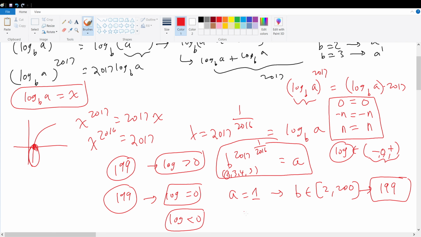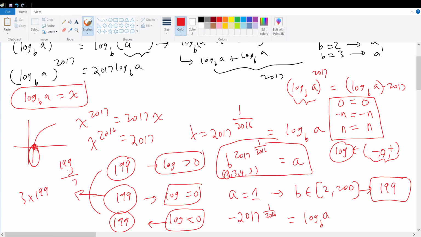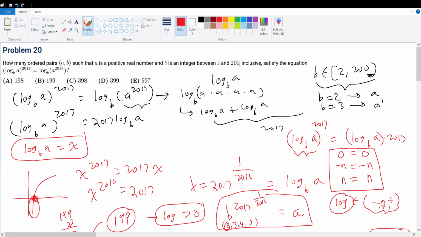So now let's go back to the question. If it has to be negative, then we can set this term right here to be negative 2017 raised to the 1 over 2016, and then we will set this equal to log base b of a, and then again, it would be symmetric to the first case. Therefore, you will have another 199 terms. So you multiply this by 3 to get 3 times 199, and simple algebra, so 597 would be your final answer, and that would be answer choice E.